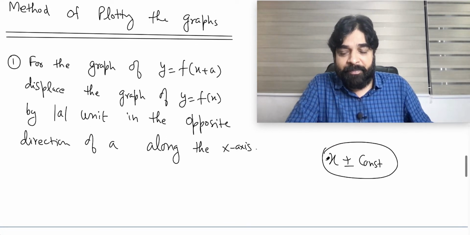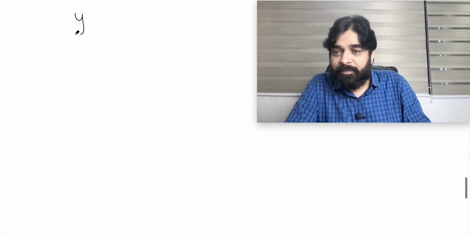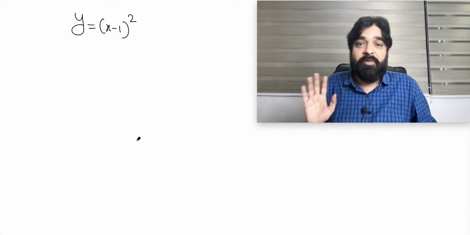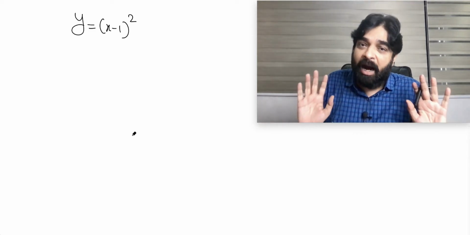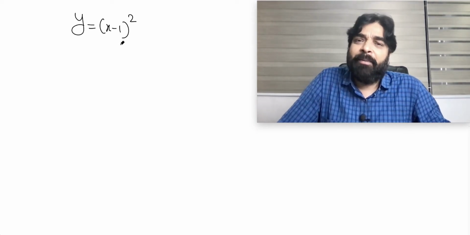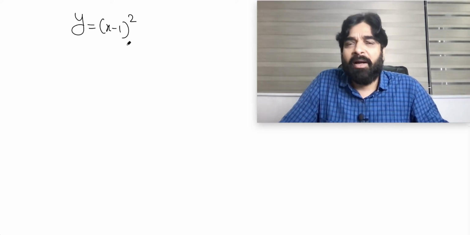Suppose somebody says, I want to draw the graph of y equal to (x minus 1) whole square. y equal to (x minus 1) whole square. First, watch me carefully. After that, only write. Okay. Some graph we have to draw. Think like this. Some graph we have to draw.